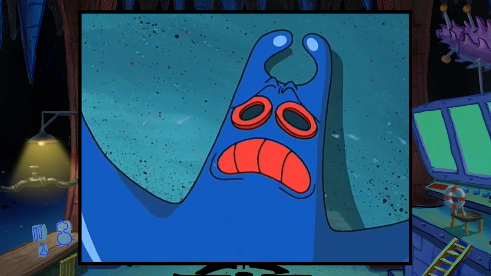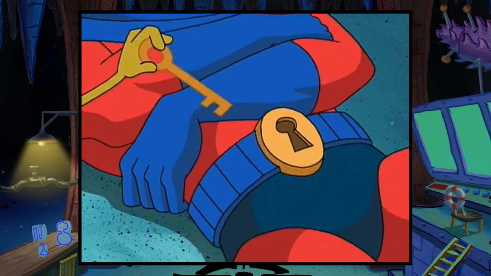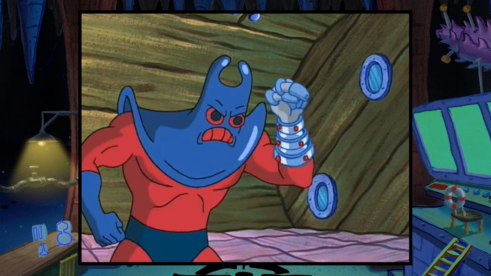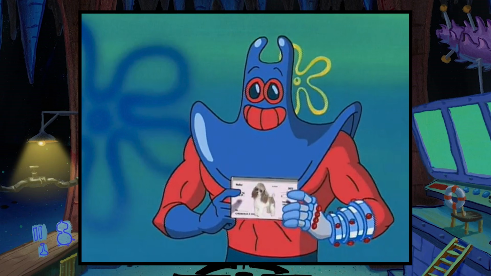The first is when he says please when asking for the tickle belt to be taken off, which SpongeBob then rewards him by taking off the belt. And the second is when he decides to not rob the bank and instead make an account and get checks with little poodles on them.